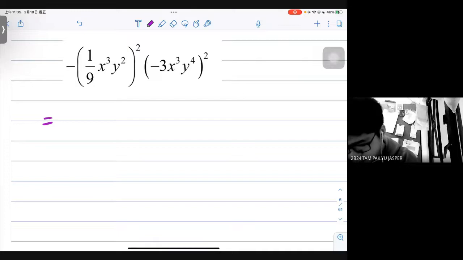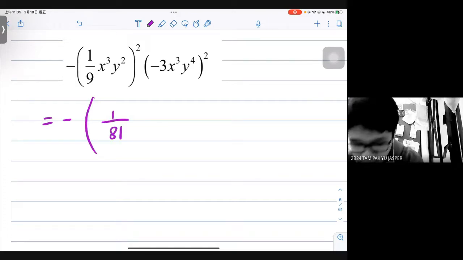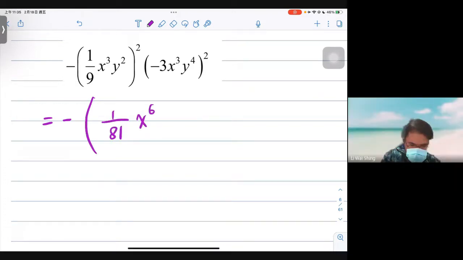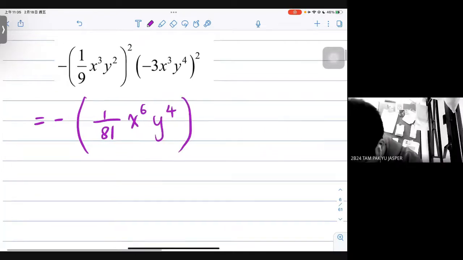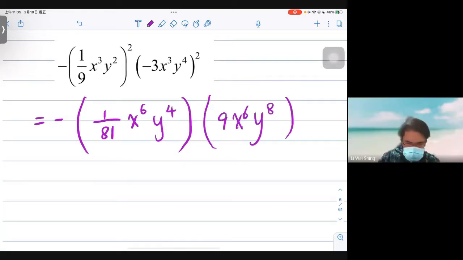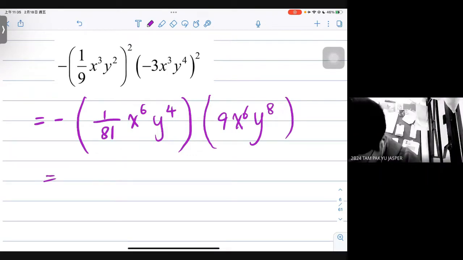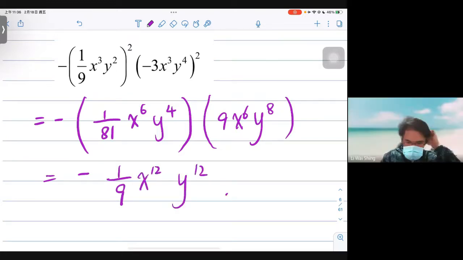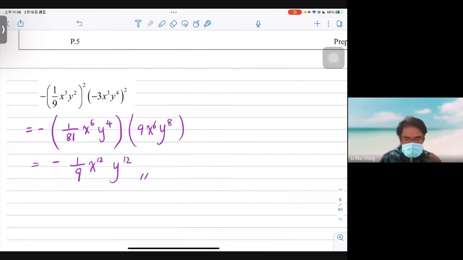Put the minus outside and bracket 1 over 81 x to the power 6 and y to the power 4. Yes. Close bracket and 9 x to the power 6 y to the power 8. Yes, good job. Then negative 1 over 9 x to the power 12 y to the power 12. Very good. Very fast. Perfect.